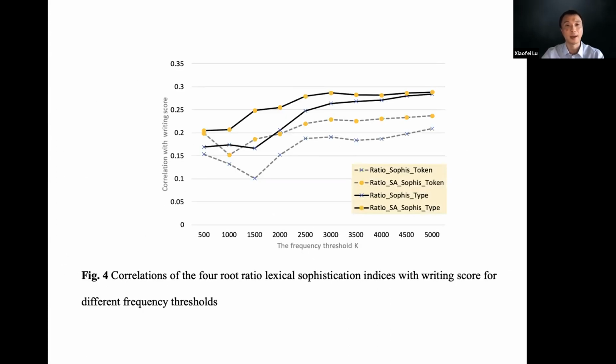In order to determine k, we started with 500 and went all the way up to 5,000 with 500 intervals, to see at which point we see overall good correlations between the index and the L2 writing score. We thought 3,000 seems to be a good balance for the four measures combined. So we decided to use 3,000 as the frequency threshold for both word frequency and sense frequency.